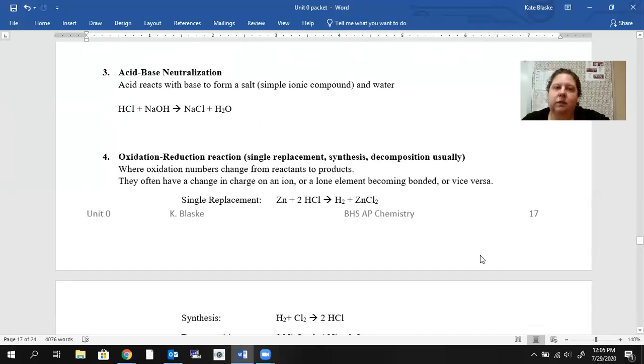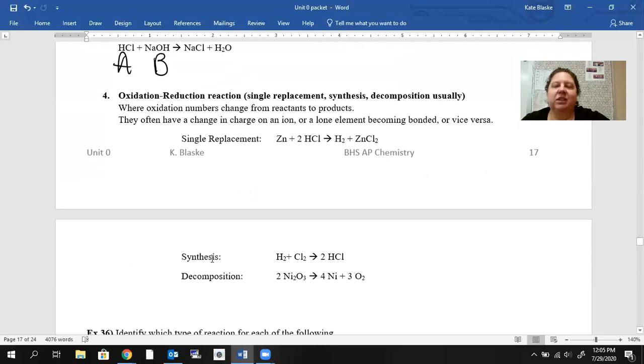Acid-base neutralizations: if you mix an acid with a base, you get a salt, or an ionic compound, and water. We're going to do a whole unit on acids and bases second semester, but just be able to recognize that that is a specific class of reaction. We also have something called an oxidation-reduction reaction. 3 different types of reactions that we talked about in first year chem sort of fit into this oxidation reduction.